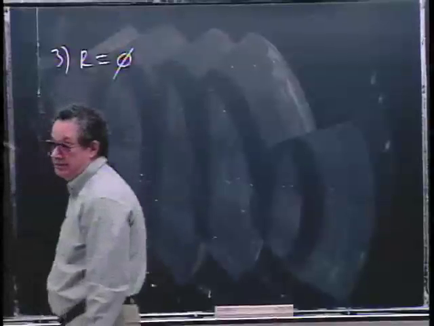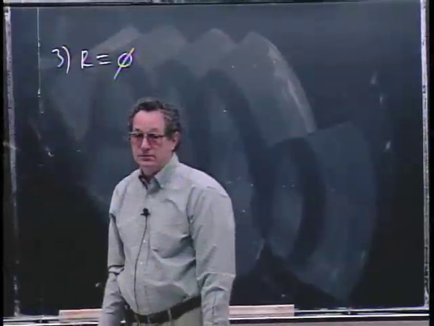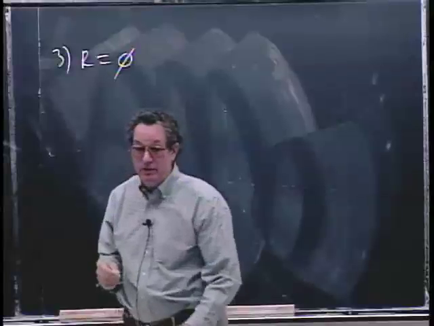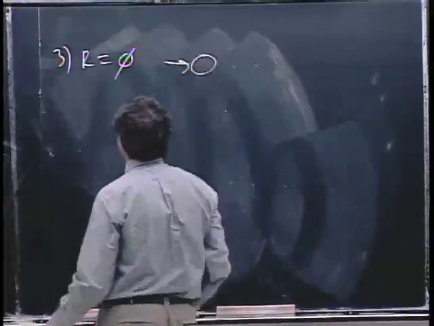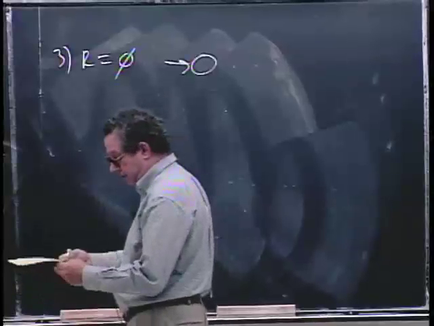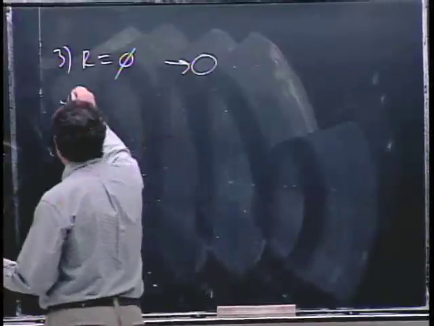Three, what happens when R is the empty language? No accept states. Yeah, well, no what? No accept states, exactly right. So there's the NFA for that one. Okay, 4.